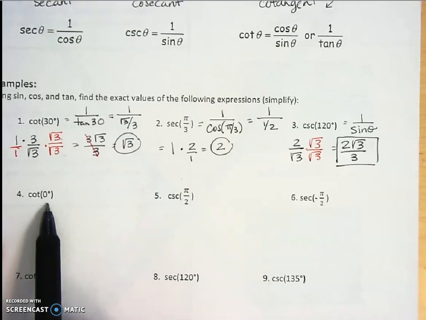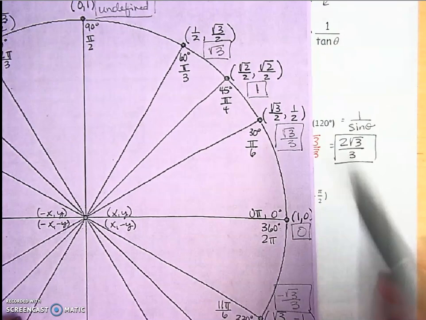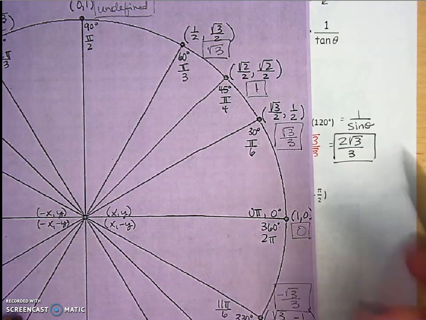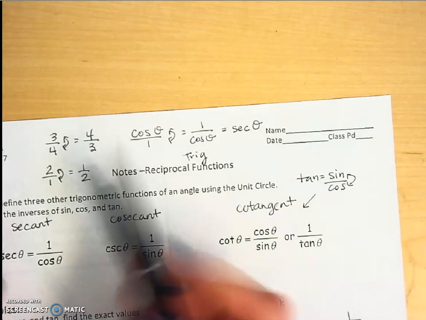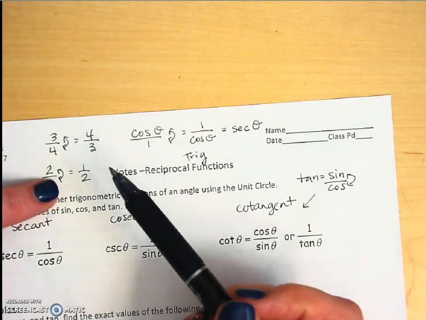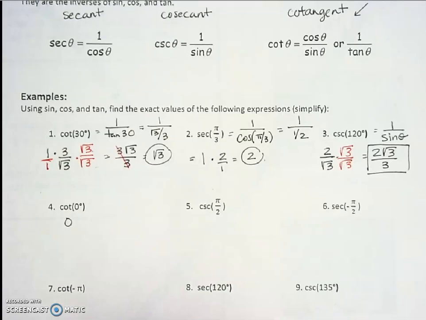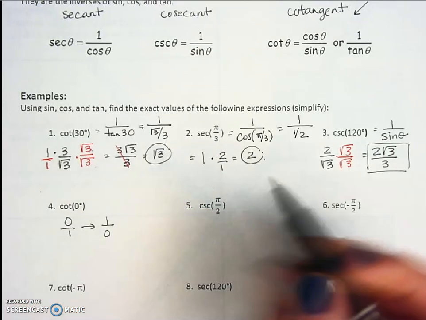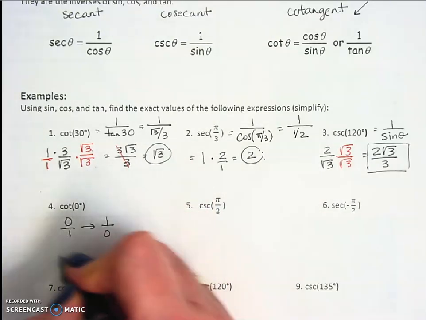Cotangent of 0 degrees. I'm going to use my unit circle. I'm going to find 0 degrees right here. The tangent is 0, so I'm going to take the reciprocal of 0. Just like when I took the reciprocal of 2 here, remember I didn't originally have that 1. I wrote it over 1 and then took the reciprocal. So I'm going to do that here as well. 0 over 1. The reciprocal is 1 over 0, and now we have an undefined situation because you cannot divide by 0.